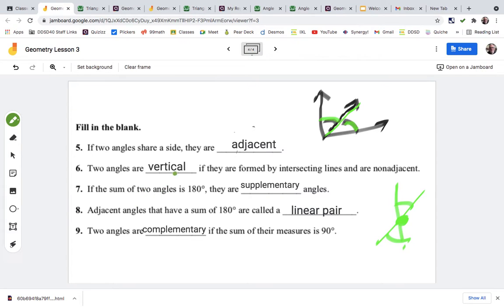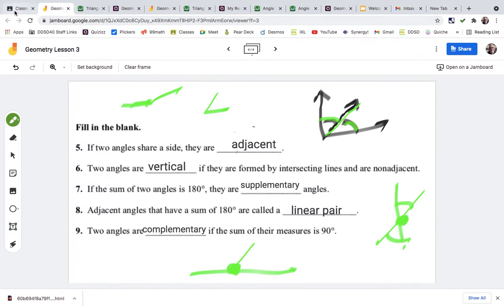If the sum of two angles is 180 degrees, they're supplementary angles. That looks like this. Or it could just be two angles that are disconnected that add up to 180. If they do look like this, it's a linear pair. We didn't talk about that too much, but if they add up to 180 and they are adjacent, they're a linear pair. And two angles are complementary if their sum is 90. So for example, 70 and 20. Okay, so that is Geometry Lesson 3.